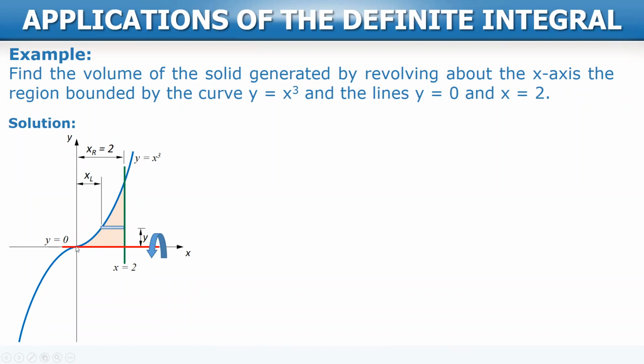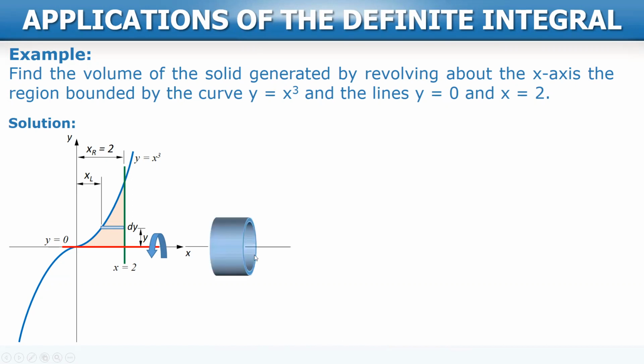From the origin, when you plot this point, that's X left, Y left, while for this point, it's X right, Y right. But since the strip is horizontal, y is constant. So Y sub L and Y sub R are equal, or we can just denote it simply by y. And then the thickness is dy. When you revolve this strip about the x-axis, this is the result.